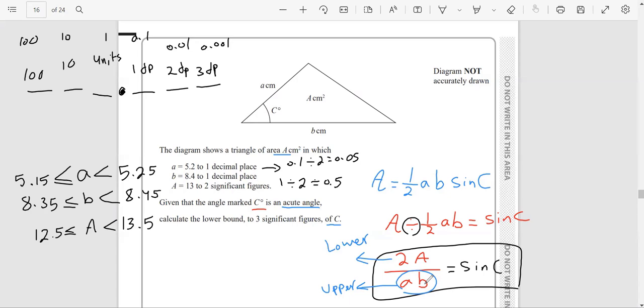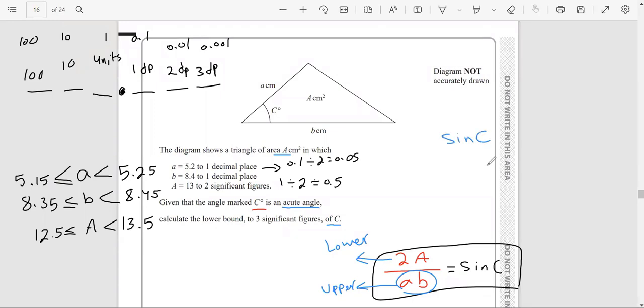So let's check this point here. I'm going to remove this part, which we used for the formula, and now we'll need to replace this part in here. So sine C will be equal to, replace the area, take the lower bound from the area, it will be 12.5. And for the denominator, we need to get the upper from the multiplication, so we need the upper from A, which is 5.25, and here from B, 8.45.